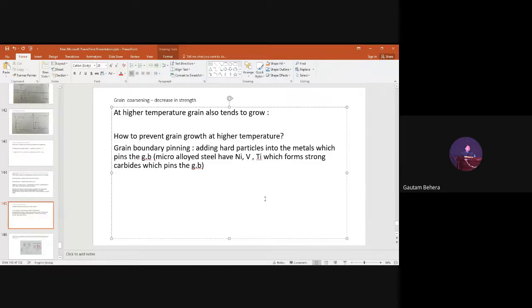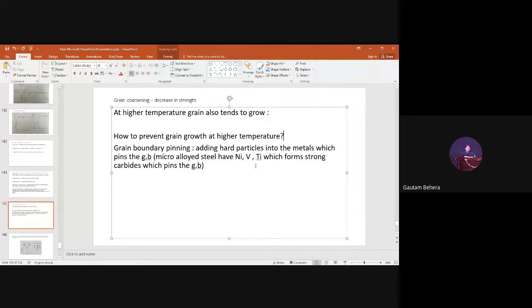So vanadium, niobium, titanium, they form strong carbides and strong nitrides, and the melting point of these carbides and nitrides are very high. They will not become soluble in the matrix at high temperature. They remain stable at high temperature. So what they do basically, they pin the grain boundaries. The moment they are pinning, the grain boundary cannot migrate, or it cannot grow into bigger size. So pinning of the grain boundary increases the strength also at high temperature. It is called grain boundary pinning by these particles.